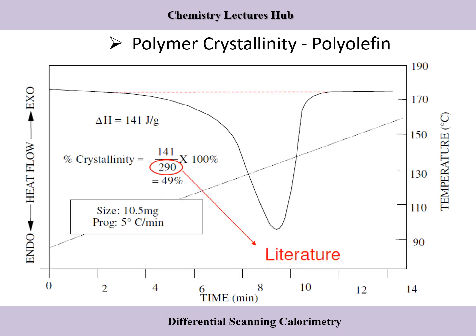This is the DSC thermogram of polyolefins. The percent crystallinity is 49%. 290 is the enthalpy of melting of polyolefin in the literature.